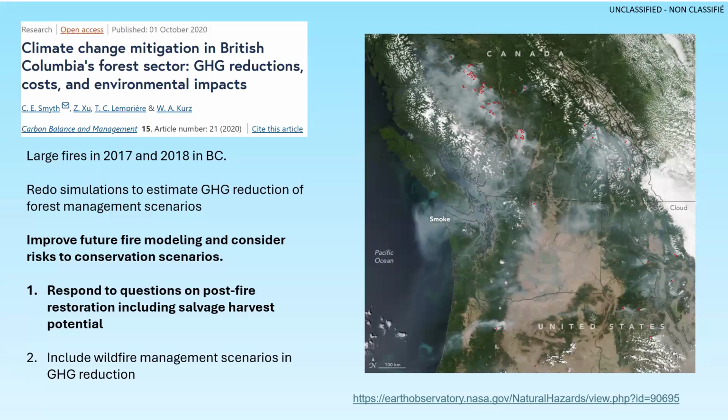So we set about improving the future fire modeling and considering risks. Specifically, we were interested in conservation scenarios because that was the question at the time. And people were also asking about the bioeconomy, looking at post-fire restoration, trying to understand how much salvage harvest potential there was. It was only later, actually, that we started looking at wildfire management scenarios. So I'd like to tell you about that first set of questions, how we responded to questions on the bioeconomy.